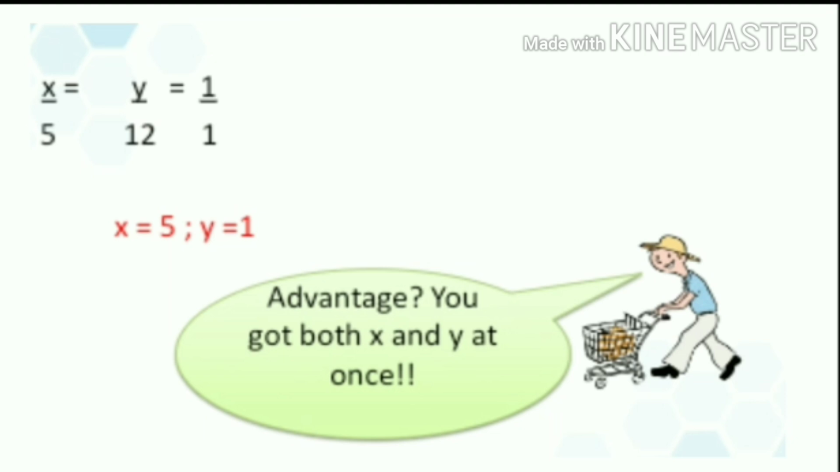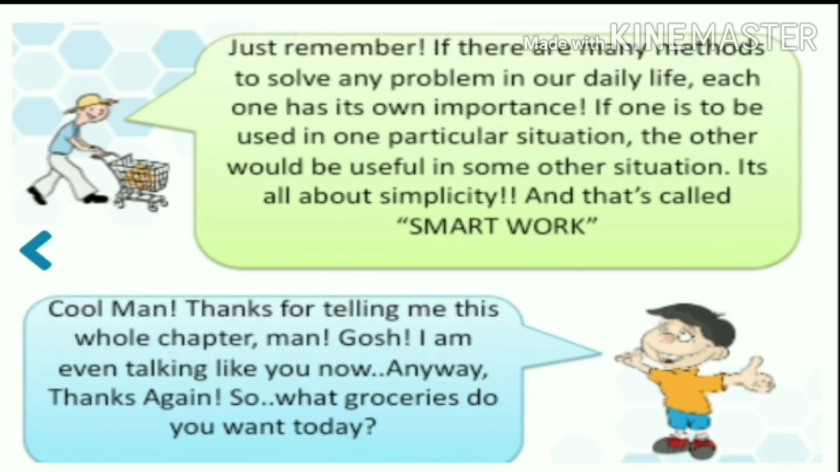So what is the advantage here? The advantage is you get both x and y at once. It means together we can get the values of x and y. Okay, so what is the benefit? Just remember, if there are many methods to solve any problem in our daily life, each one has its own importance. If one is to be used in one particular situation, the other would be useful in some other situation. It's all about simplicity, and that's called smart work.